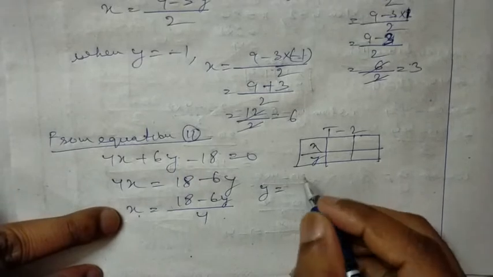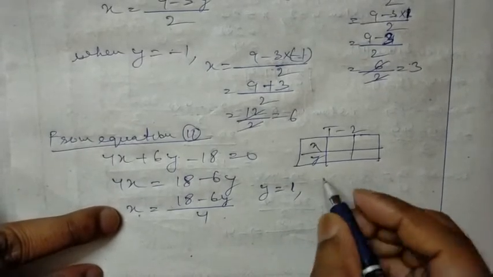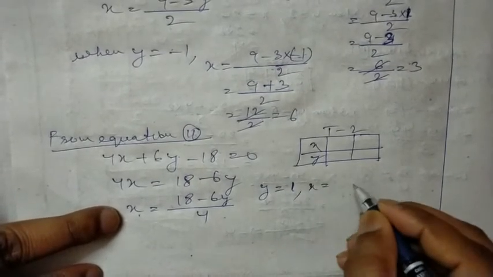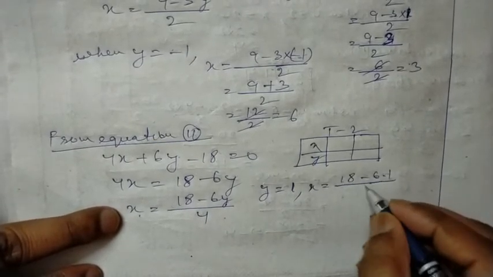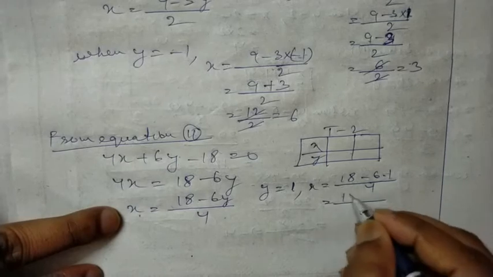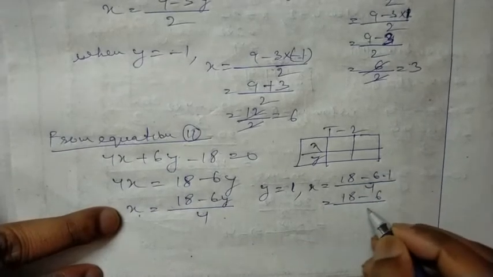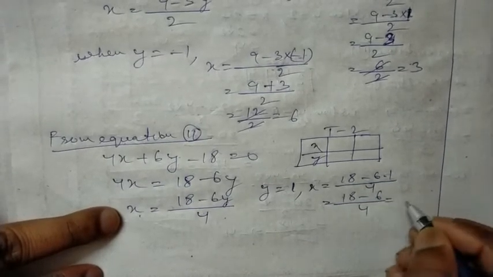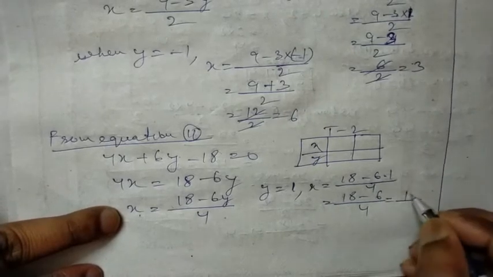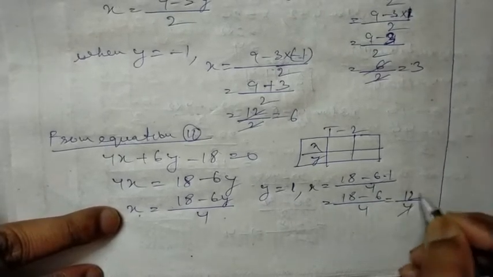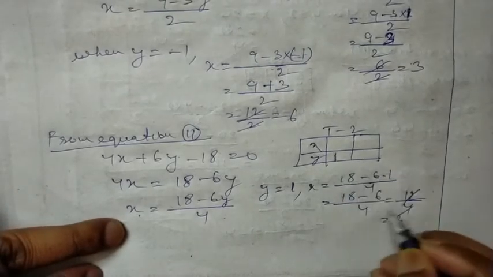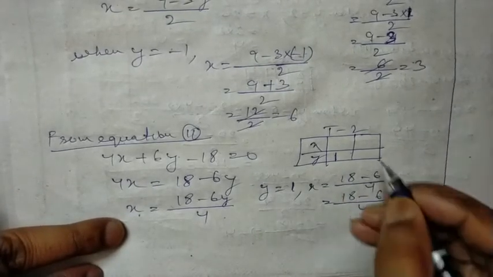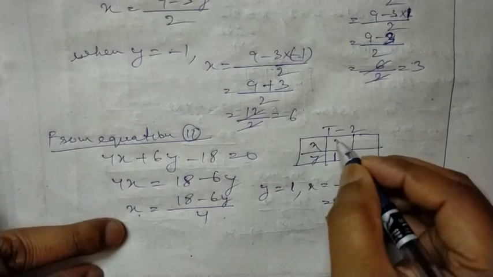If I take the value of y as 1, then x is 18 minus 6 into 1, divided by 4. It will be 18 minus 6, which is 12, divided by 4, so we get 3. So when we have taken y as 1, we got the x value as 3.